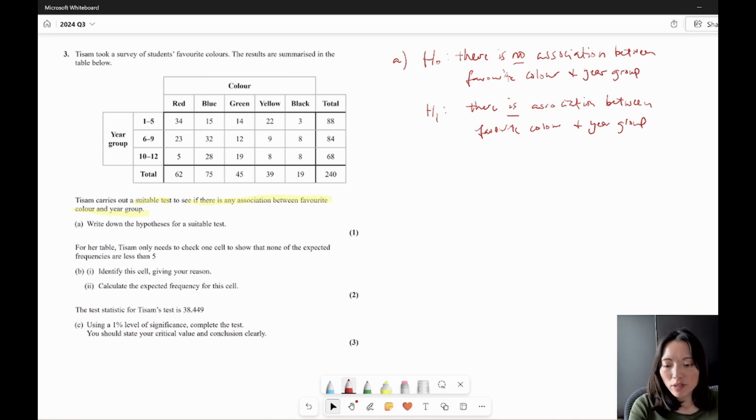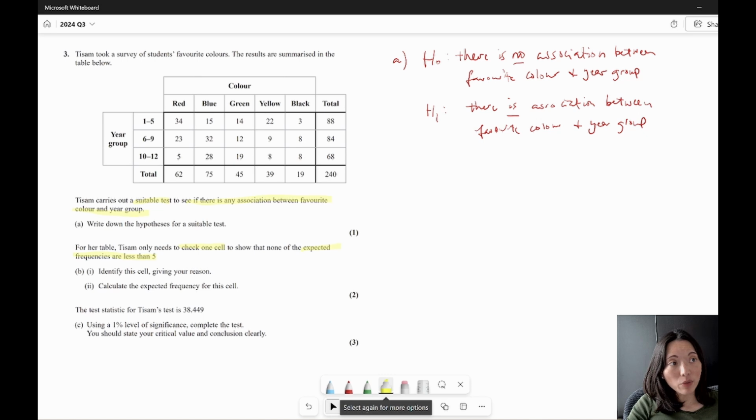Looking at part B, for her table, Theorem only needs to check one cell to show that none of the expected frequencies are less than 5. B1, identify this cell giving your reason, and 2, calculate the expected frequency for this cell. You might not have come across this before. Let's ignore the fact that it's telling us to check one cell, and think about how we work out the expected frequency and why we check whether it might be less than 5.